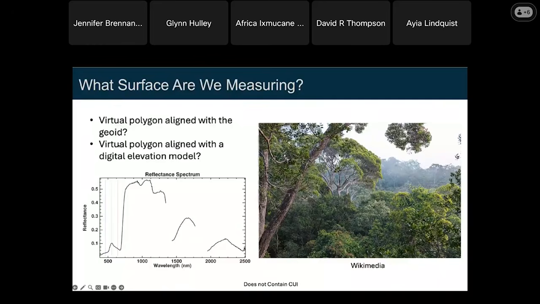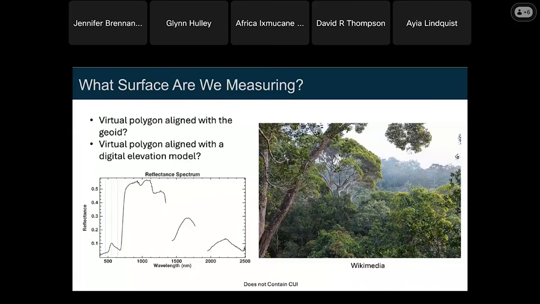So for EMIT, at least historically, that virtual polygon has been aligned with the geoid. That means it's perpendicular to the gravity vector, so it's basically flat at whatever elevation the surface is located at. In the future, we hope to move to a polygon that's aligned with a digital elevation model, so a tilted surface, right? And that's important because if you assume a tilted surface, it can actually affect the color of the downwelling illumination. If it's tilted towards the sun, it tends to have less blue sky illumination and more direct energy from the sun. This is a relatively minor effect for most observations, but it's worth knowing about.